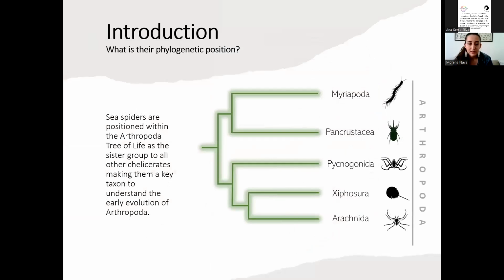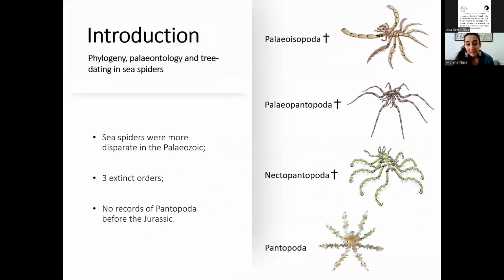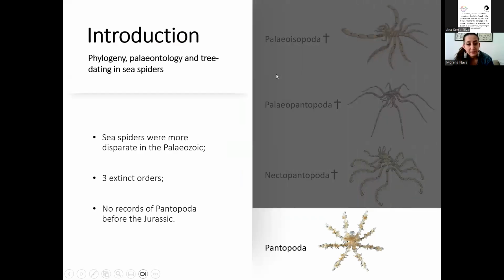So talking about their phylogenetic position, you can see that pycnogonids are the sister group of the euchelicerates. So investigating and understanding the evolutionary history of pycnogonids is really important to understand the evolutionary history of the total group arthropods. As I was saying before, currently we have just one living order, that is this one, Pantopoda, while the other 3 that are described are extinct and are all Palaeozoic orders. While we don't have, interestingly, any fossil of pantopods before the Jurassic.